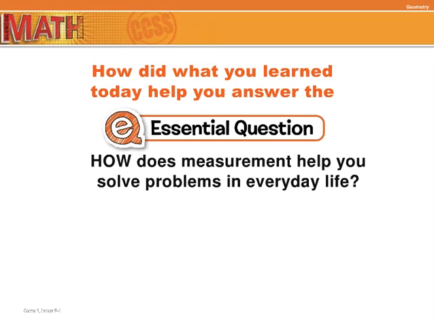How does measurement help you solve problems in everyday life? Sorry, I didn't mean to create a situation where you didn't understand how to solve that. So if you need further help understanding the stop sign question, let me know.